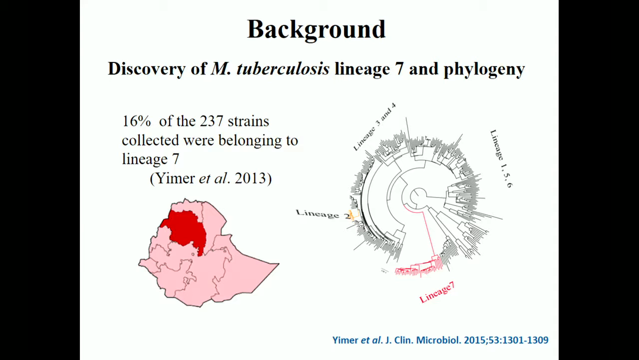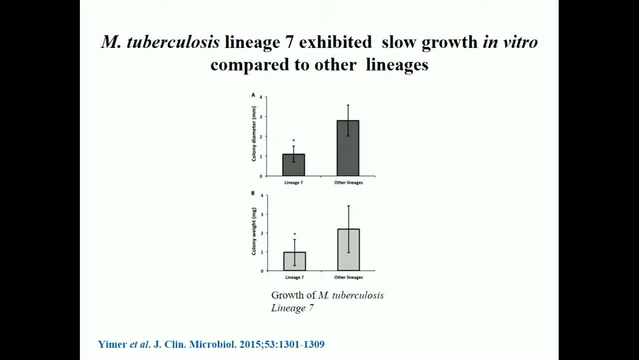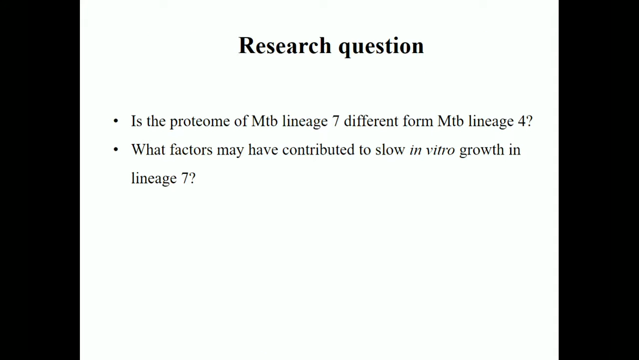So what motivated us to do the current proteomic research? In our recent study published in JCM, we showed gross differences between lineage 7 and other lineages. More specifically, the colony weight and colony diameter of lineage 7 strains were significantly lower compared to other lineages. So in this study, we wanted to see what factors may have contributed to slow in vitro growth in lineage 7.